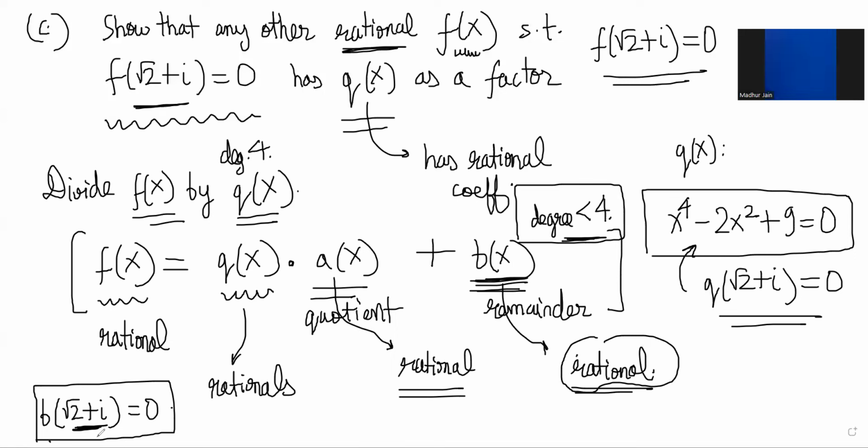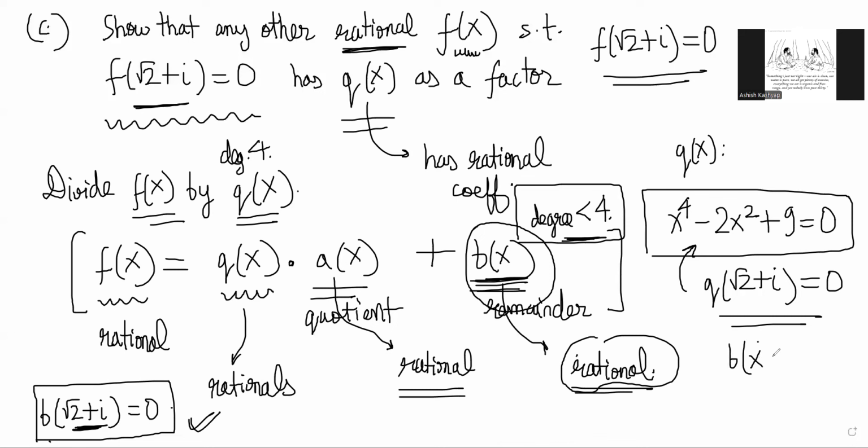So basically, we'll get a contradiction here because b(x) will have degree 3 or less. And we have already proved that degree 3 is not working out. You cannot be rational and have root 2 plus i as a root. But here it looks like it has to be rational and root 2 plus i has to be a root. So that is a contradiction. So therefore, what we know now is that such a polynomial b(x) does not exist, which means what? b(x) must be 0 then, right?